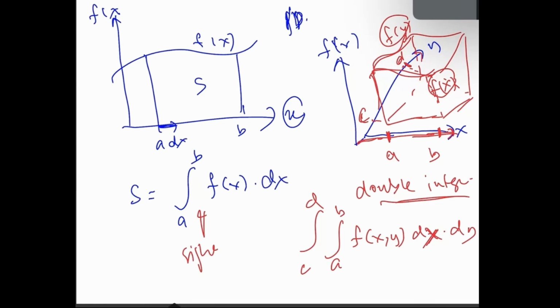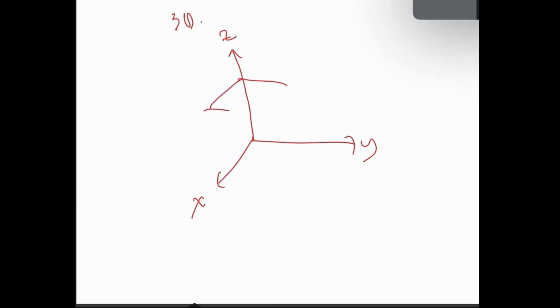This one we call double integral. The next one is triple integral. In 3D, we have Z, X, and Y, just a simple Cartesian.